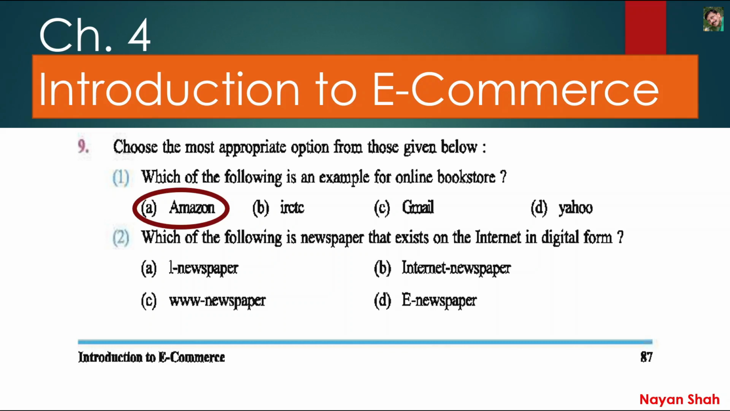Second question, which of the following is a newspaper that exists on the internet in digital form? The newspaper that exists on the internet in digital form is called e-newspaper, that is, electronic newspaper. I-newspaper, internet newspaper, and www newspaper are not the right answers, even though they have almost the same meaning. The actual correct answer would be e-newspaper or electronic newspaper.